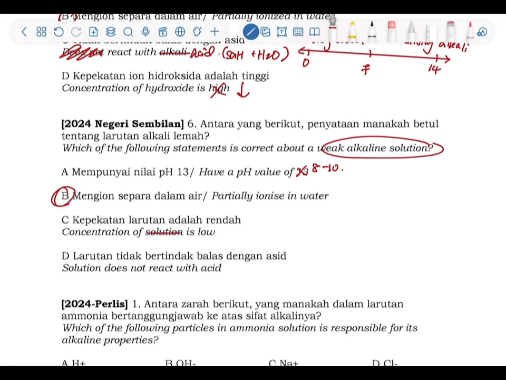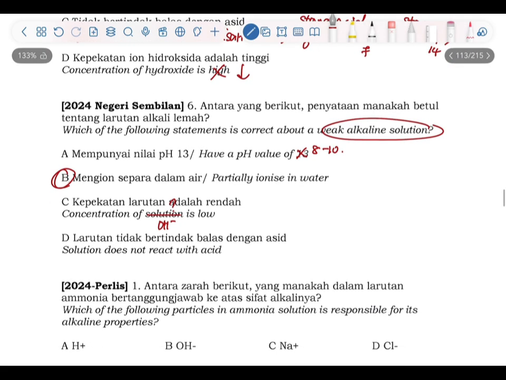Concentration of the solution is low. What do you mean by the solution? You should say, or we should say, it is the hydroxide ion, right? Concentration of the solution low does not make sense. And then D, it does not react with acid. No, it reacts with the acid.